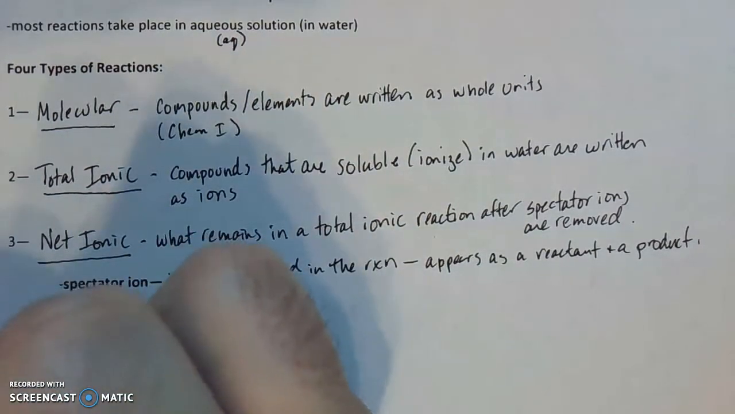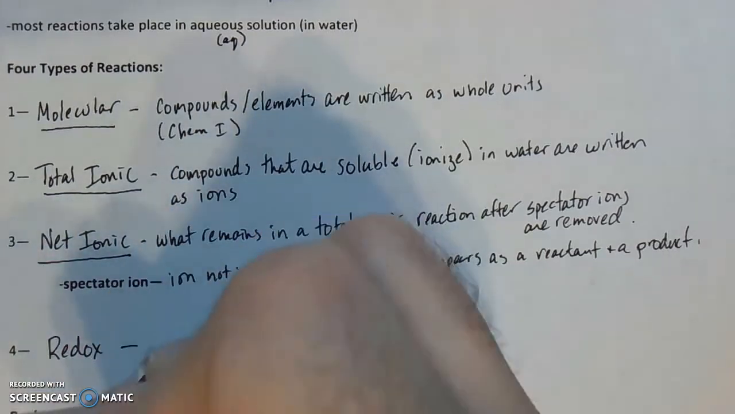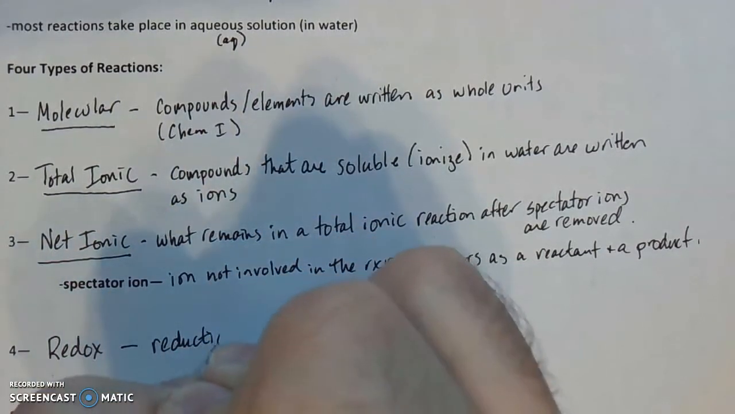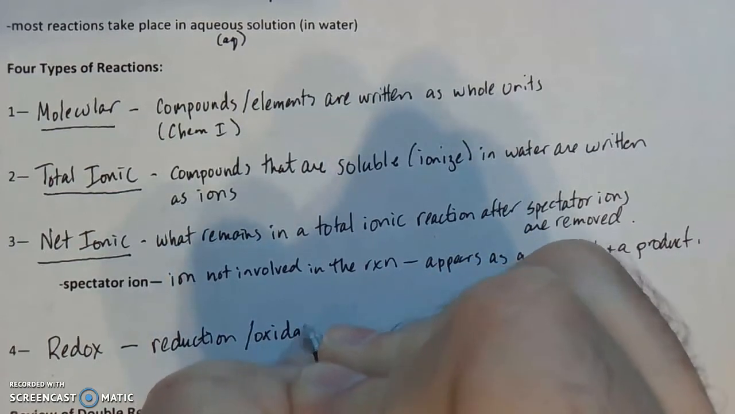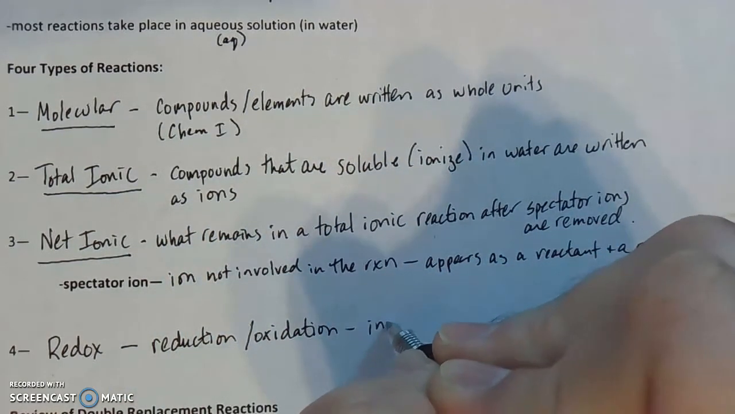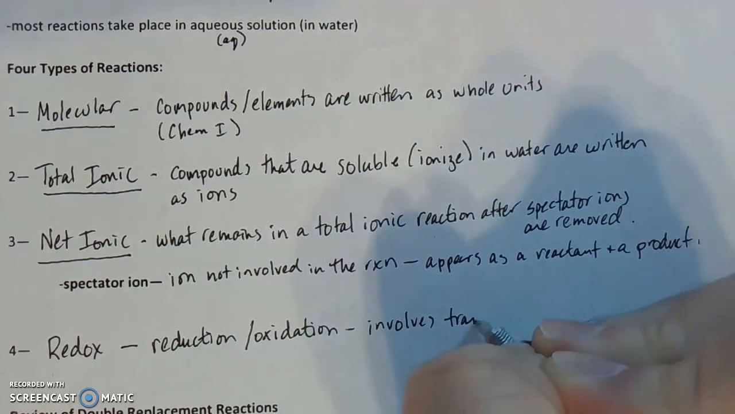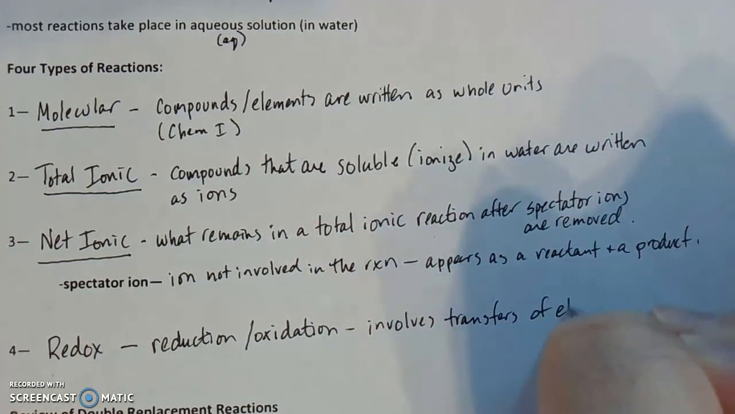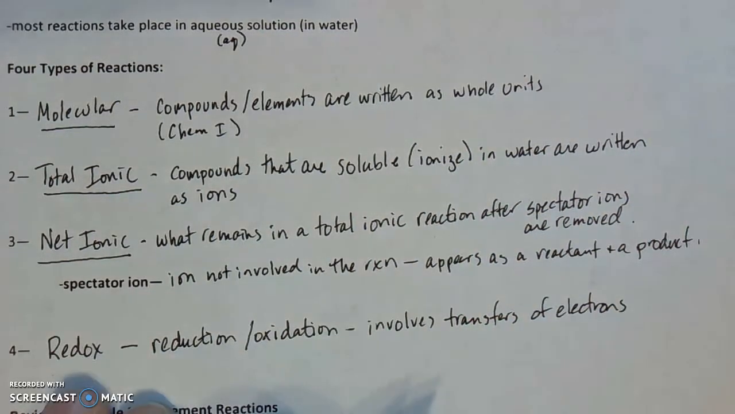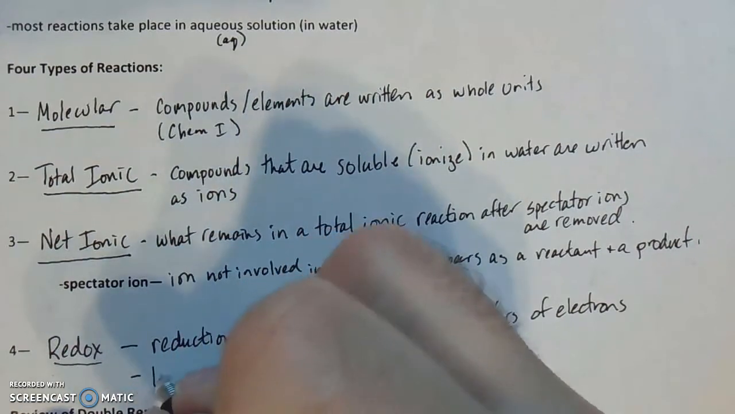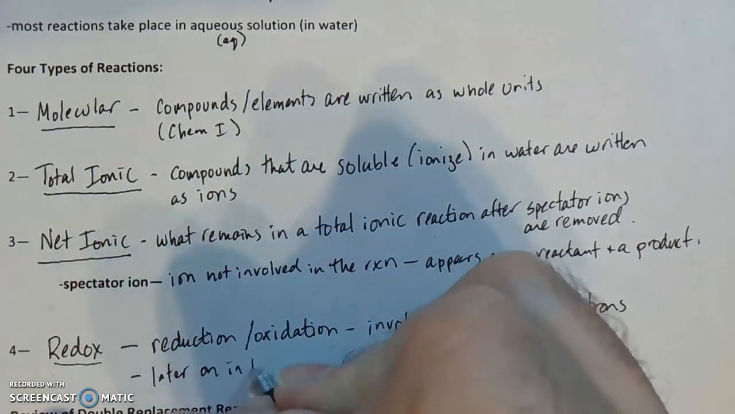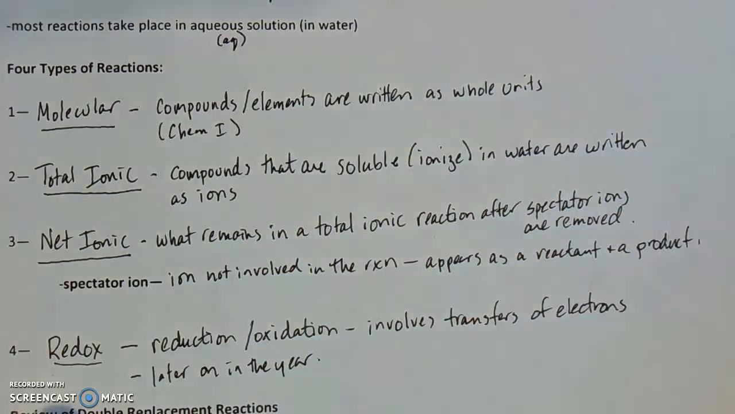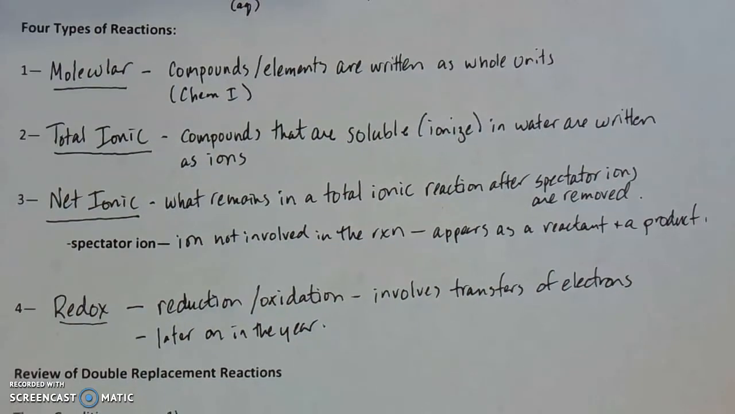And then the last type is called a redox reaction. It stands for reduction, oxidation, and it involves transfers of electrons. And we're going to have a whole unit on this later on. So I'm just going to put later on in the year. It's actually one of my favorite units. So it's just looking at a totally different type of reaction and how to systematically balance equations.